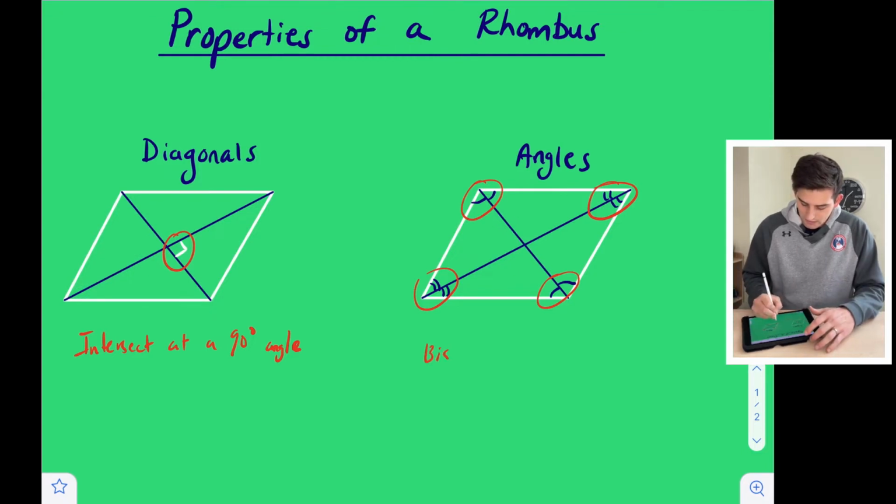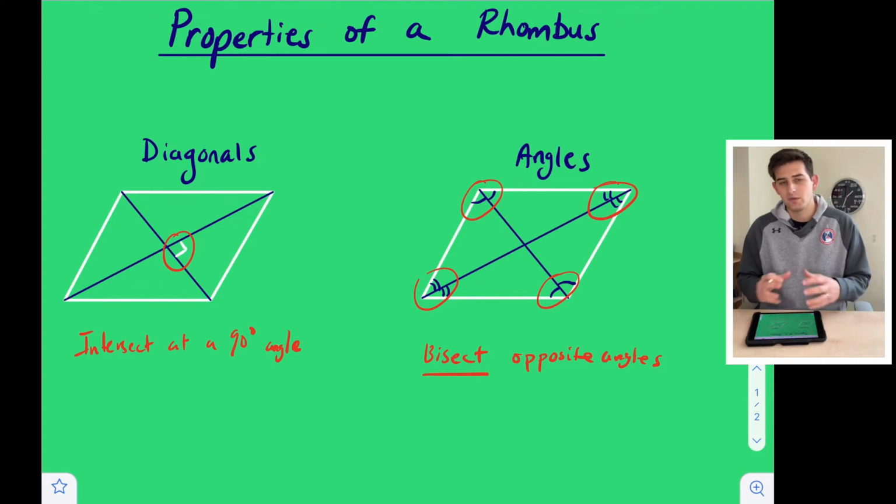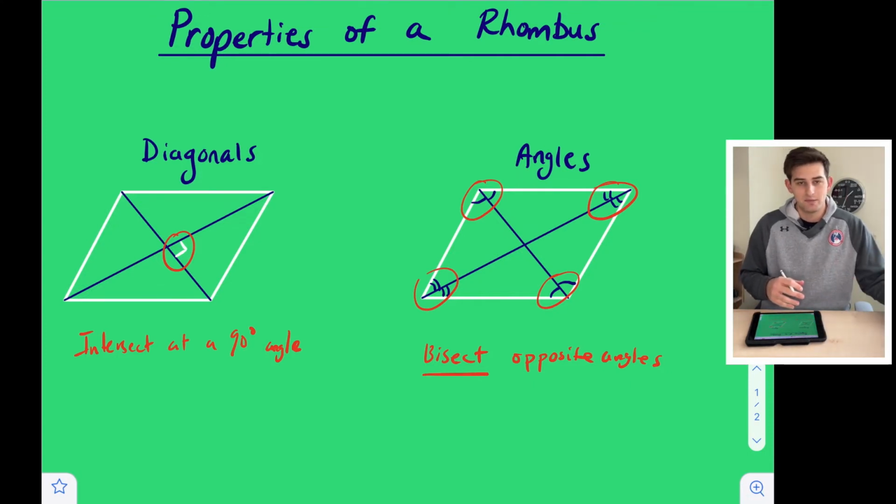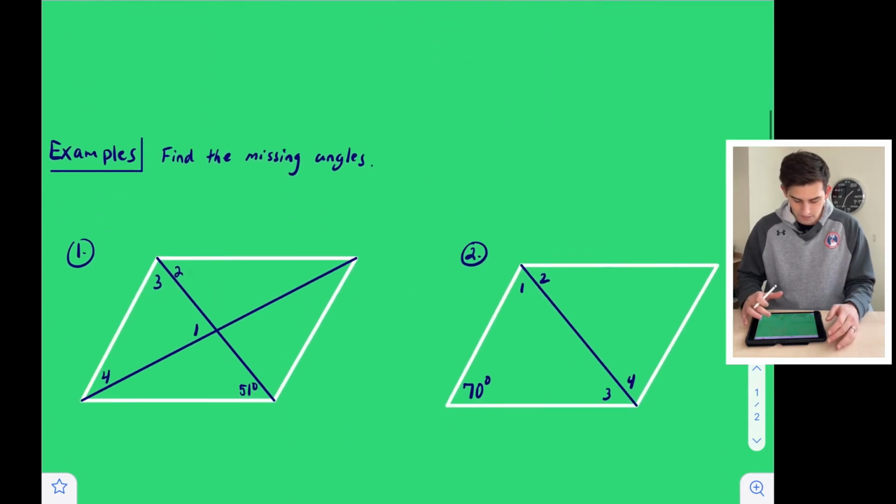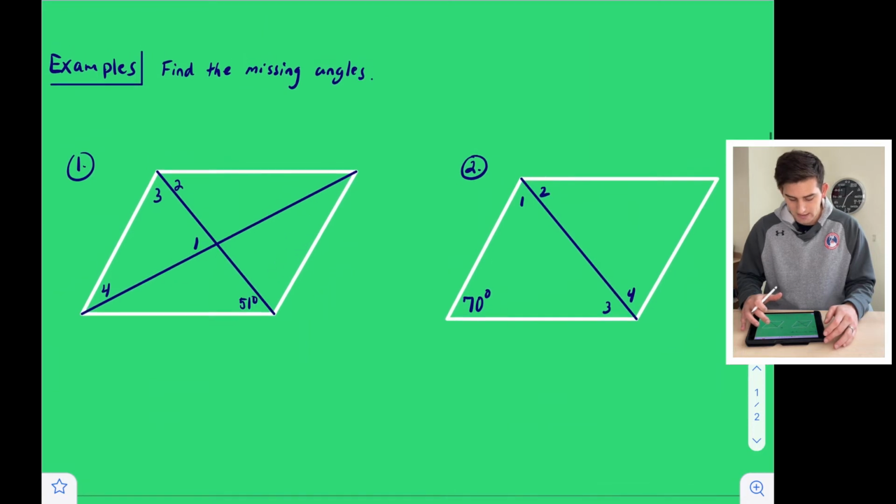So let's say the diagonals bisect opposite angles. Remember that word bisect? Just like we looked at bisecting a segment, it splits the segment into two equal parts. If we bisect an angle, it splits the angle into two congruent angles. So let's look at a couple examples where we find some missing angles.